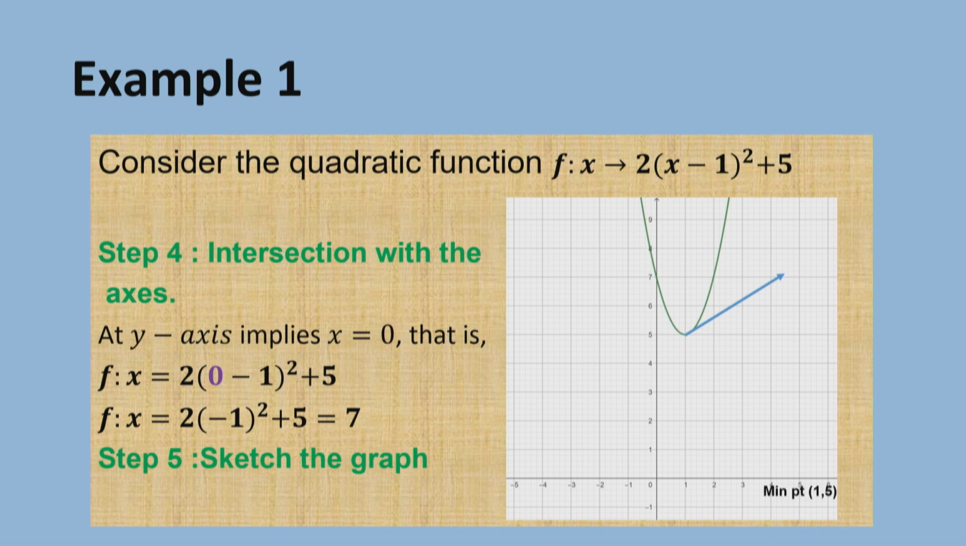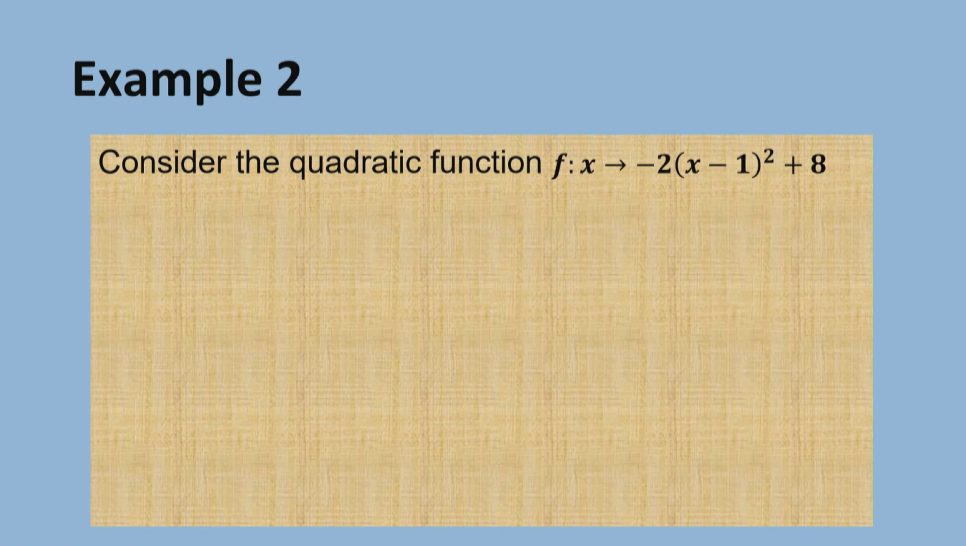Right, so that's the minimum. The minimum point is at 1, 5. Intersection with the y-axis at the point 0, 7. And what about the range? Well, the range is simply f of x is greater or equal to the minimum value, that is greater or equal to 5. Simple, right? Let's move to another example.